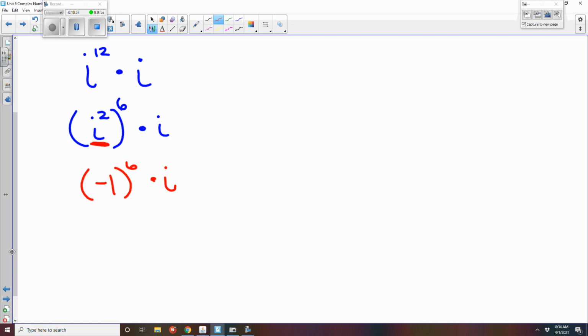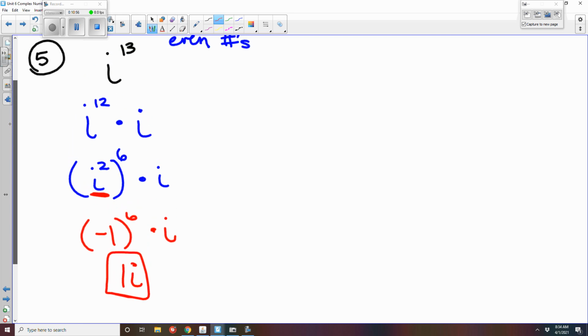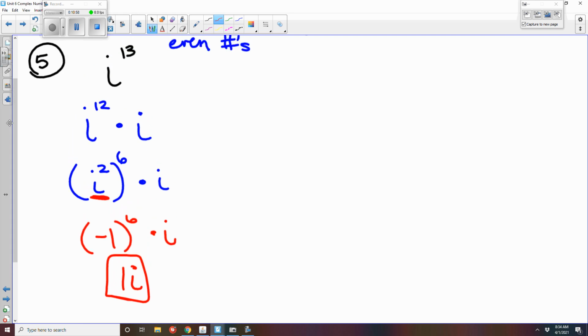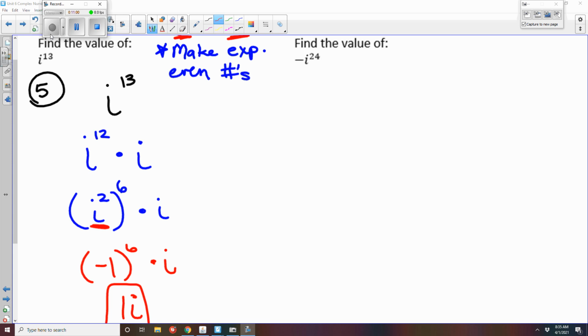What do we get? 1. We get a positive 1. And now what has to stay with it? The i. So 1i, and we're good. That's our final answer. i to the 13th power reduces to just 1i. So example 6.